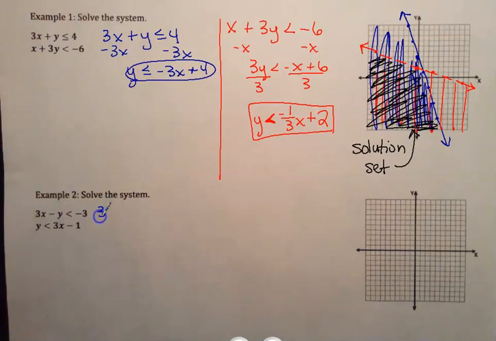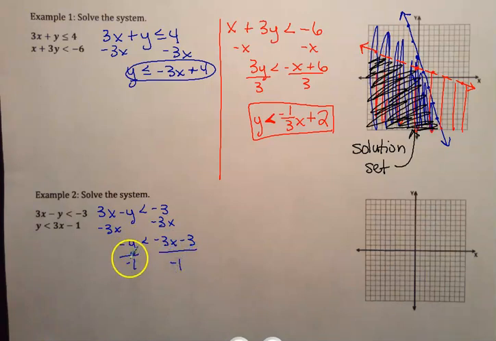Okay, I'm going to start with my first equation. 3x minus y is less than negative 3. So slope-intercept form, we're going to subtract 3x. Negative y is less than negative 3x minus 3. Remember, we can't have a negative y, so we're going to divide by negative 1 on both sides. What happens when I divide by negative 1 to an inequality? Perfect. We flip the sign. So now we're going to have y is greater than 3x plus 3.